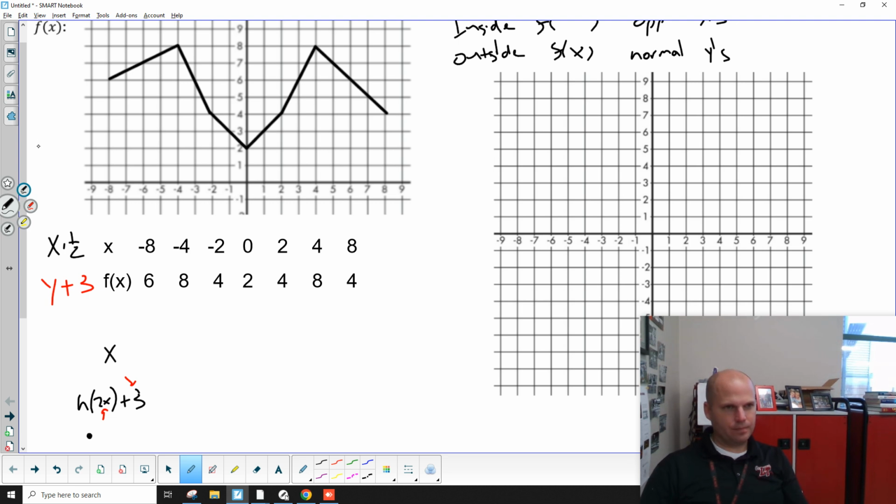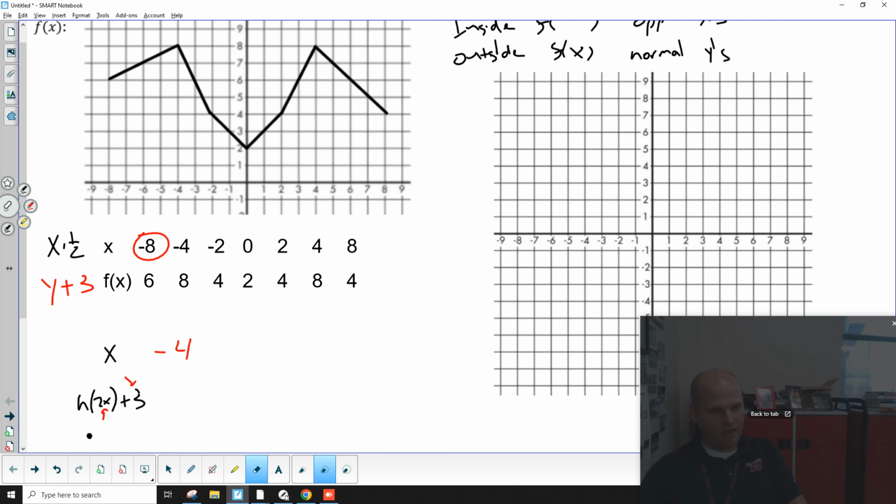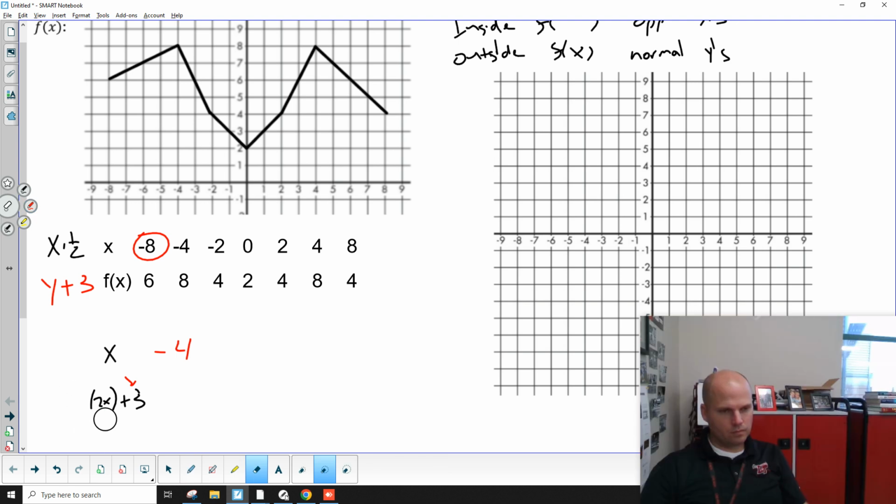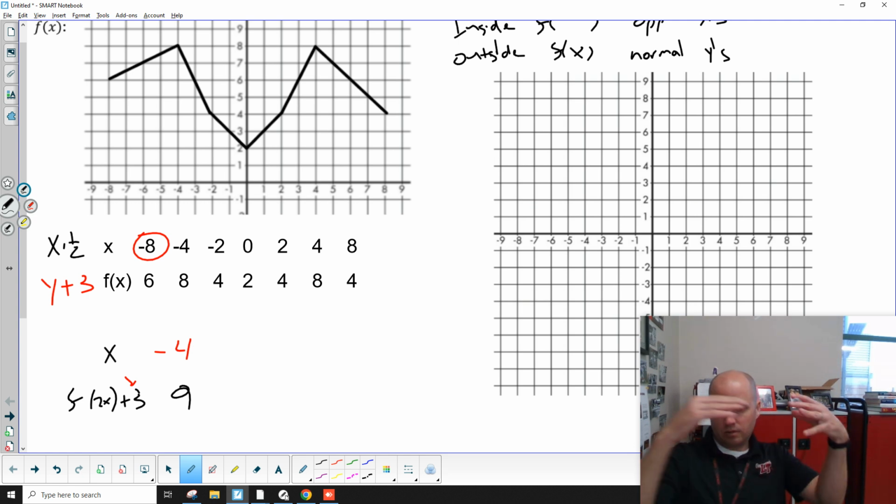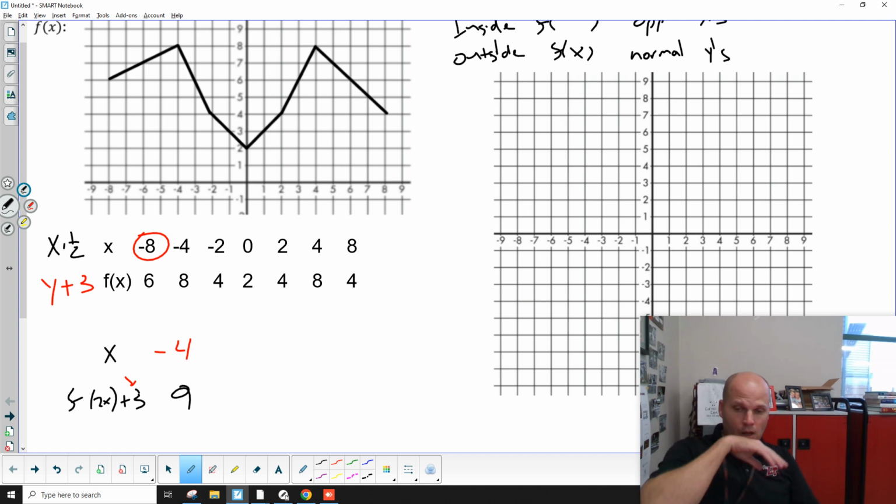Let's think about it. Let's start with -8. Take that x, multiply it by a half, and I get -4. If you took -4 and plugged it in, you'd get f of -8. I know f of -8 is 6. Then I take that 6 and add 3 to it, so 6 plus 3 is 9. Boom, you get your point, -4, 9, just by manipulating your x and your y separately. Everything works out.